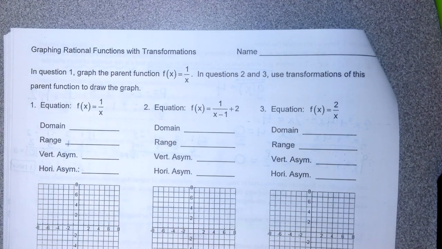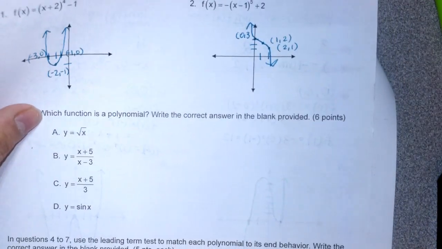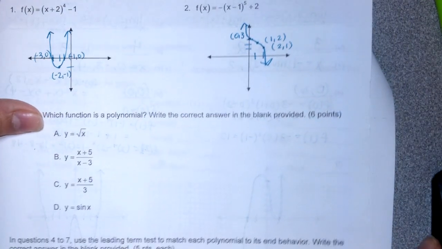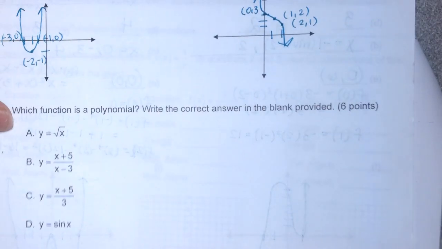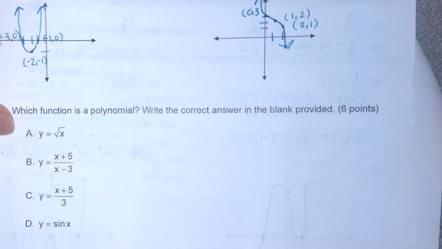Quiz A, number 3. So many people got quiz A, number 3, wrong. Which function is a polynomial? Okay, so we don't know clearly.